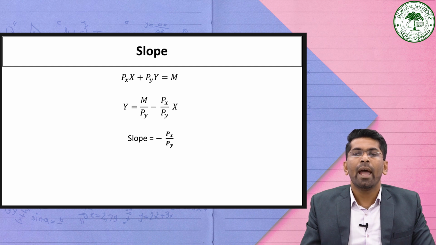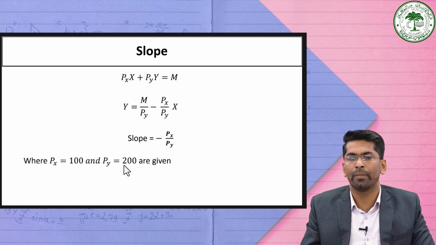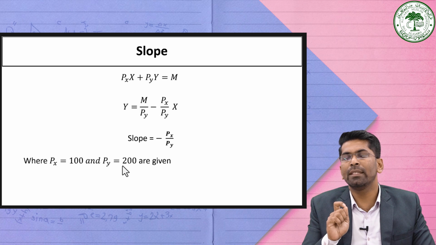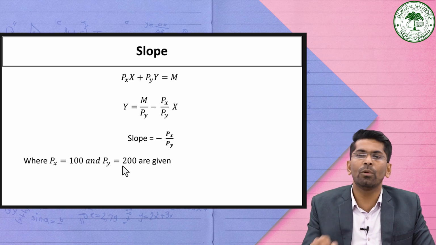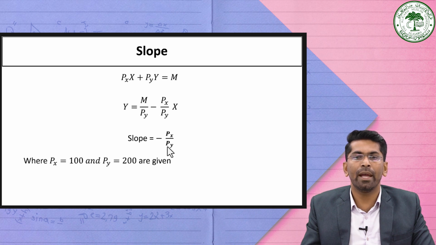Solving the slope coefficient by substituting the price of x equal to 100 and the price of y equal to 200, because we assumed in the previous example the price of x is 100 and the price of y is 200. By substituting these two values, we get 100 divided by 200, which is equal to 1 by 2. If you solve it, it is 0.5.